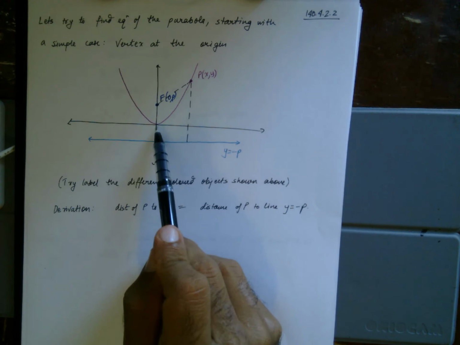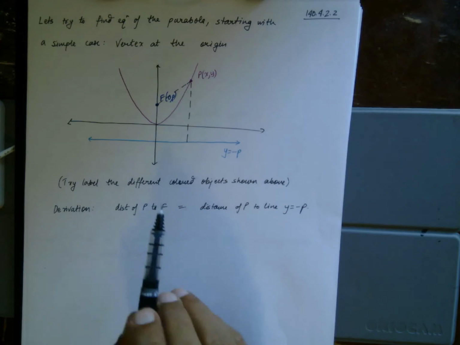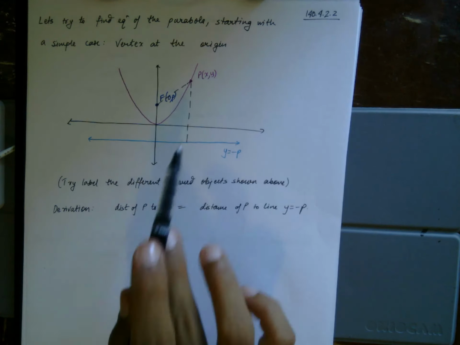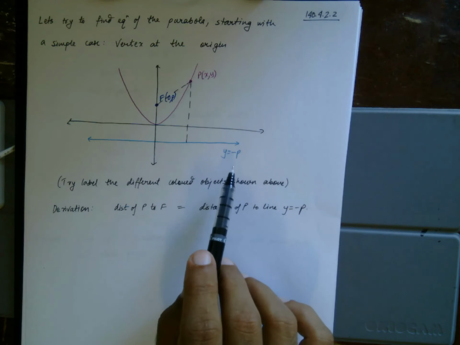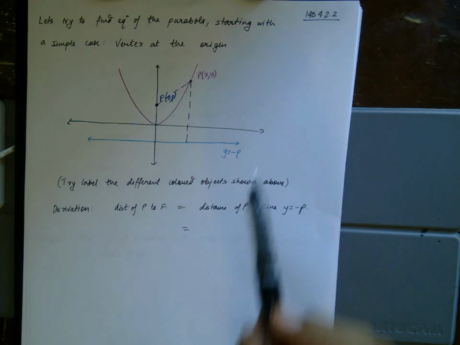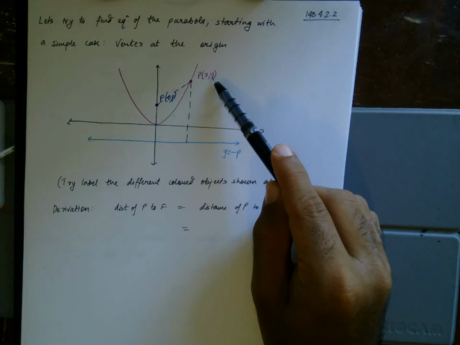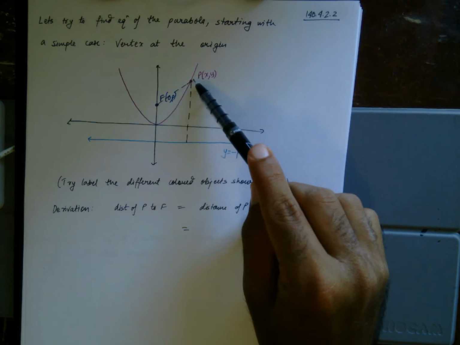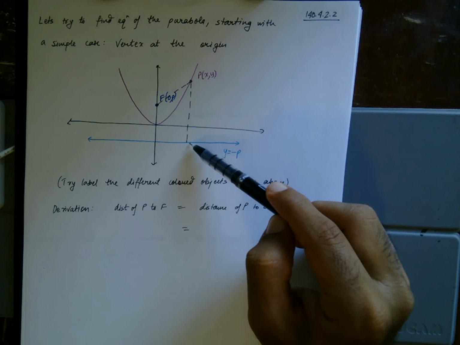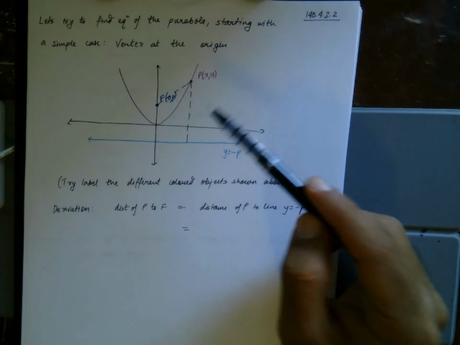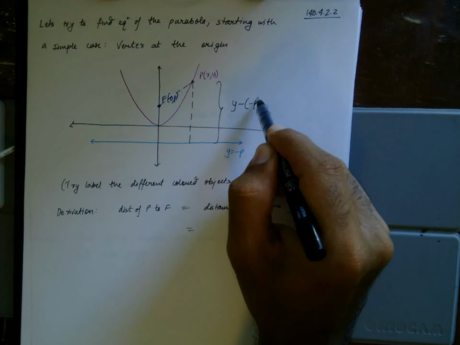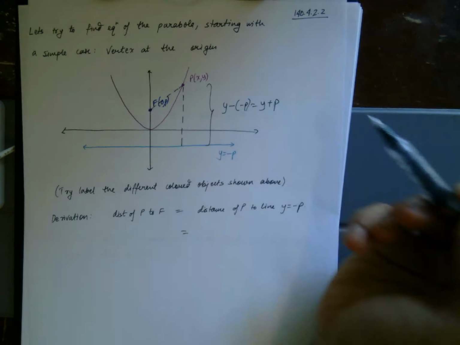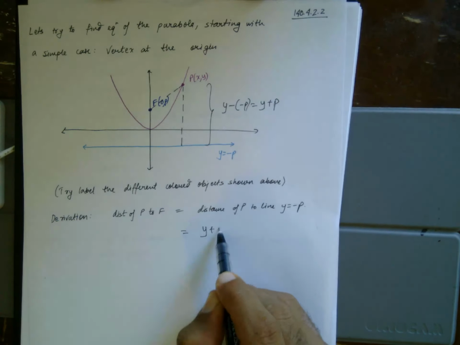And this is the vertex right here. Okay, so what we know is the distance of P to F is the same as the distance of P to this line. Let's do the right hand side first. This point is at a height y, and this point is at a depth or height negative p. So this distance is just y minus negative p, which is y plus p. So this is y plus p.